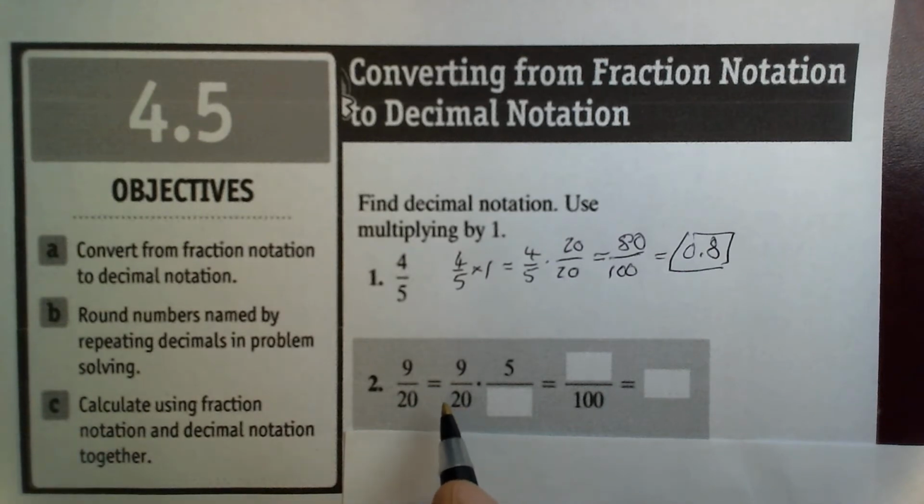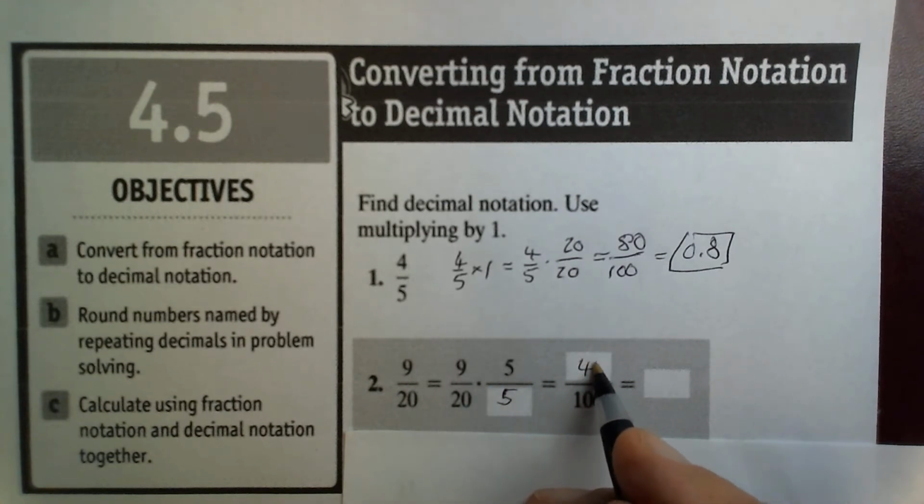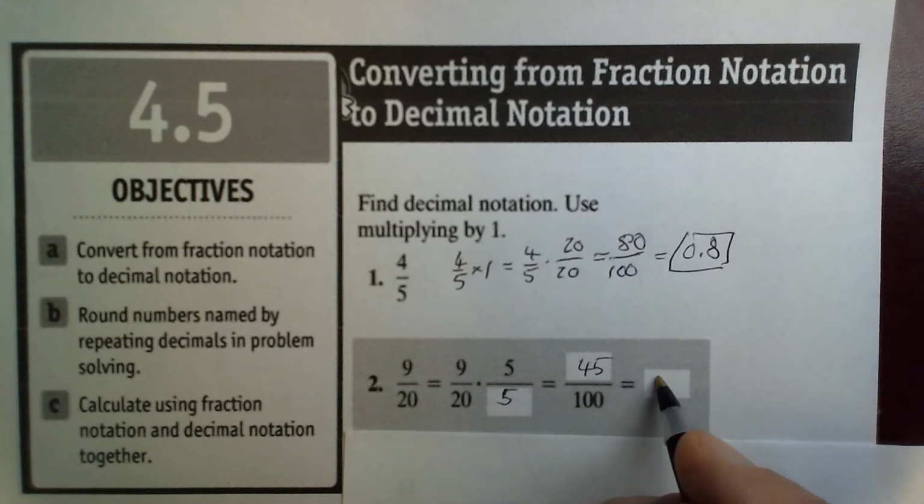Similarly, in example number 2, 9/20, we multiply 9 by 20 multiplied by 5 divided by 5. That's of course equal to 1. And 9 times 5 is 45. And 20 times 5 is 100. And for 45 100ths, we move the decimal 2 places to the left. It's 0.45.